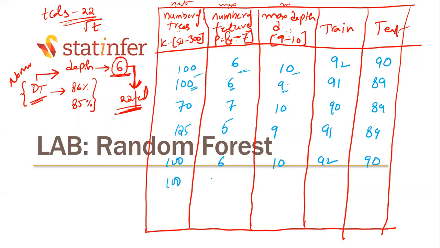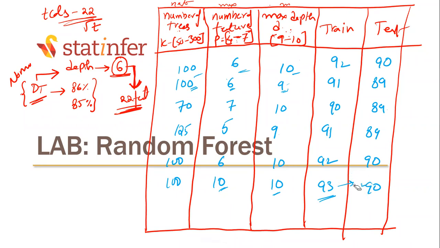Hundred trees, 10 features, slightly higher, but let us see. 10 depth, not bad. 93, 90. I would say if 93 is the accuracy on train data, what is the accuracy expected on test data? 93 or 92 or 91, but you are getting 90. I would say this is a slight overfitting.